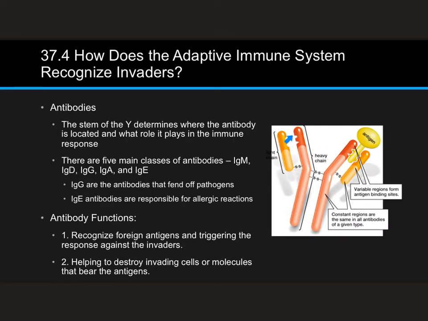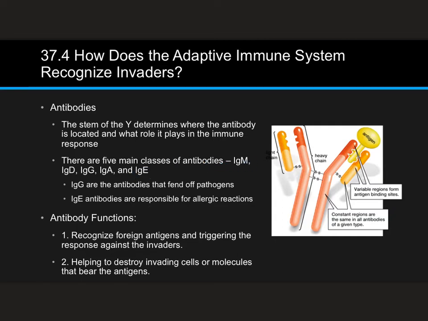Okay, so if the variable ends are what recognize the antigen, what's the rest of this thing do? The stem of it tells the antibody where it's going to be in the body, like what role it's going to play in the immune response. So where it is and what its specific job is. There are 5 main classes of antibodies, IgM, IgD, IgG, IgA, and IgE.